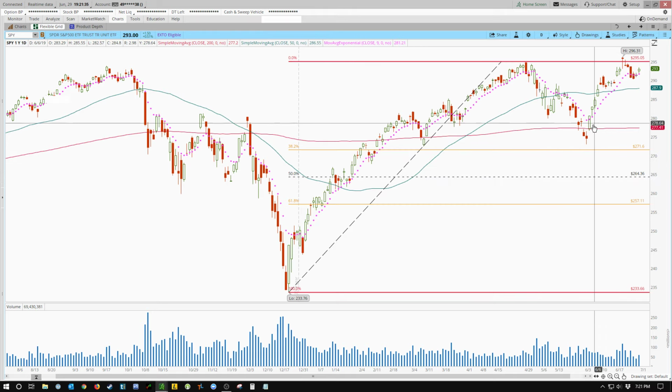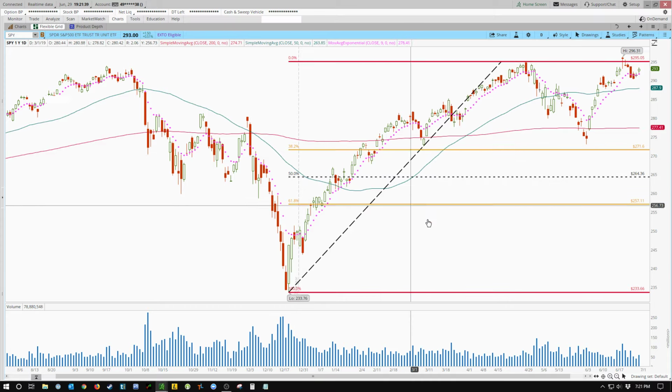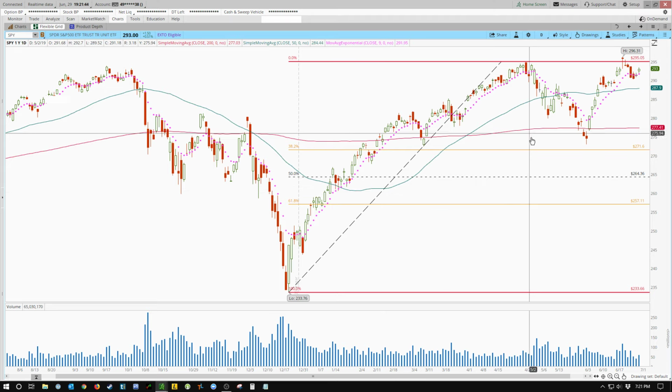But unfortunately, we actually bounced well before that. We didn't even come down to the 38.2. So drawing a long-term Fibonacci retracement allows me to see where those levels are.